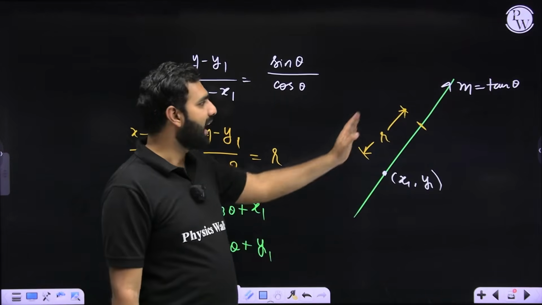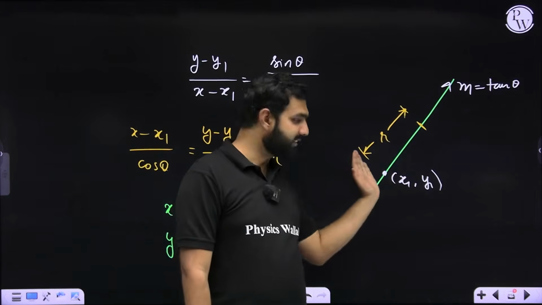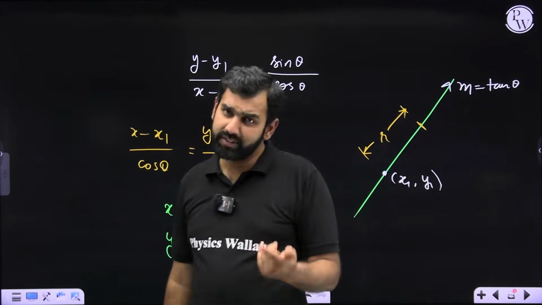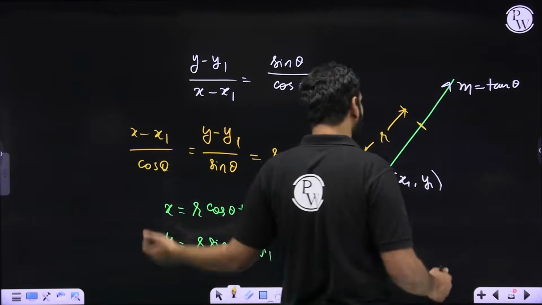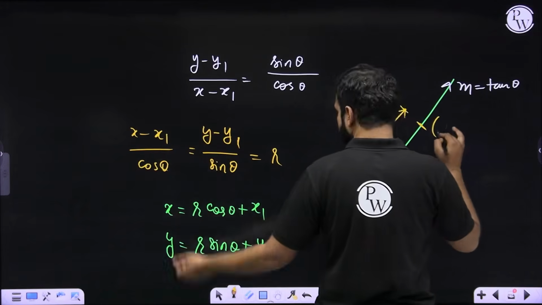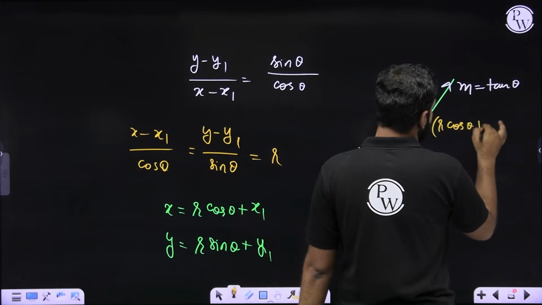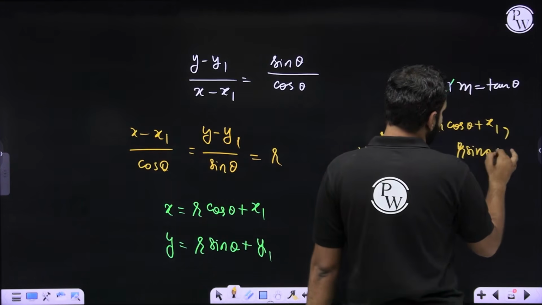So if there is a point r distance away on this line, which has a point x1 comma y1, r distance away from this point, there is a point, and that point lies on this line, which has a slope tan theta. So the coordinate of that point is given by r cos theta plus x1 comma r sin theta plus y1.